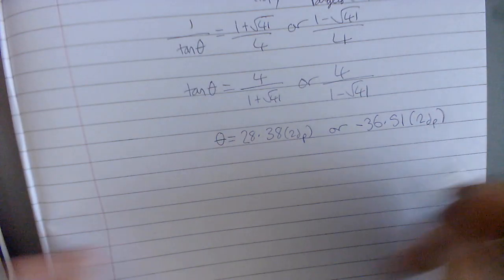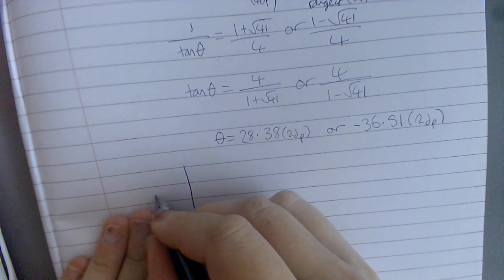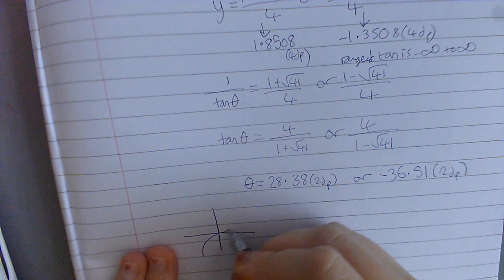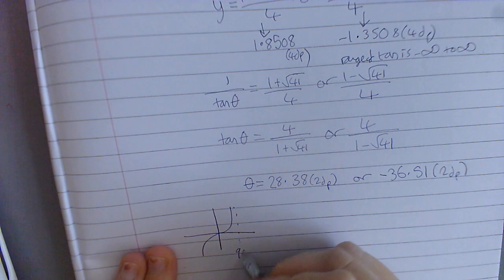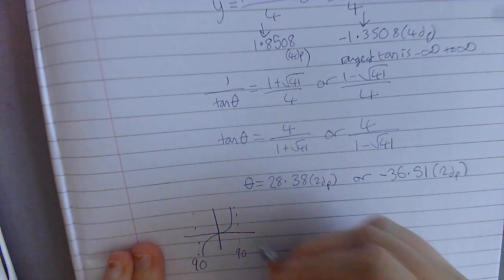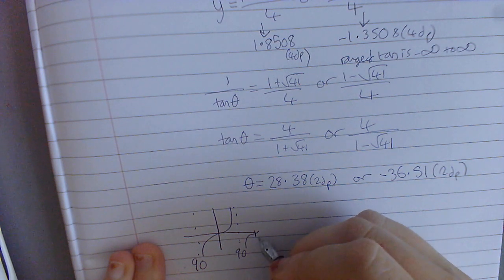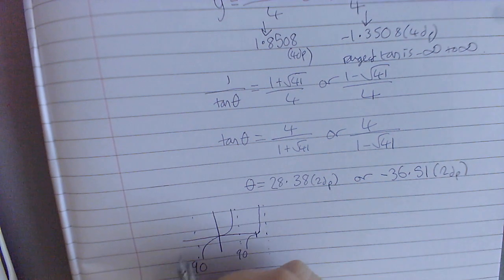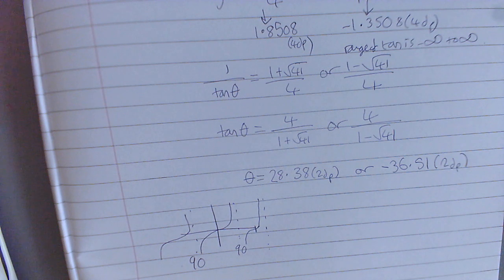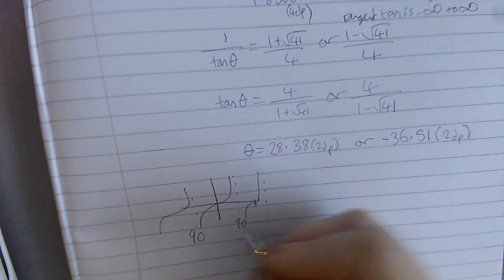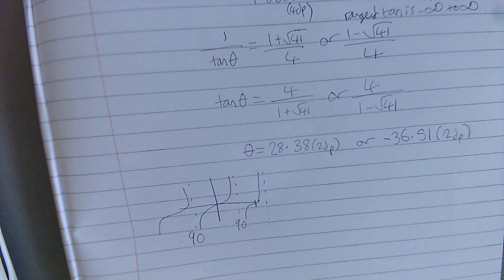Then to get all my other values, I'm just going to quickly sketch my tan graph. It's from minus 180 to 180. So we've got that. The asymptotes here and here. So I know I'm going to get that because 180, so that's 90 up, so that's 45, so then up to there. Then we need another one here. So nice and simple, because the tan graph just repeats with an interval of 180, we're just adding 180, so we don't get any other values.